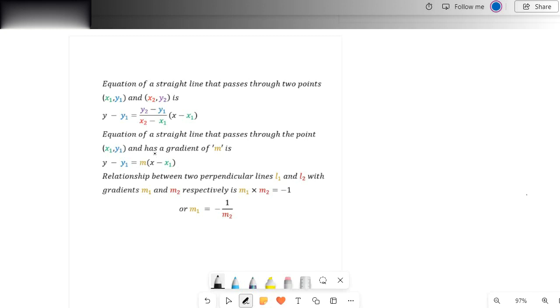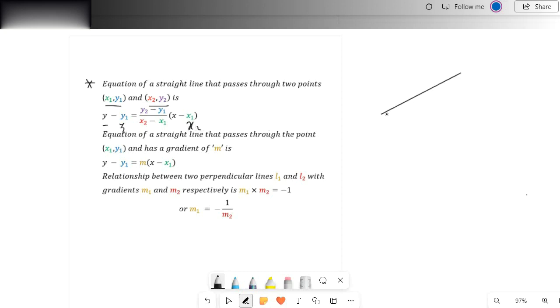So now let's look at a very important concept from coordinate geometry, which is finding the equations of tangents and normals of any curve f(x). So for the first rule, the equation of a straight line that passes through the points (x1, y1) and (x2, y2) is y - y1 = ((y2 - y1)/(x2 - x1)) multiplied with (x - x1), or it can also be written as y - y2 = ((y2 - y1)/(x2 - x1)) multiplied with (x - x2).